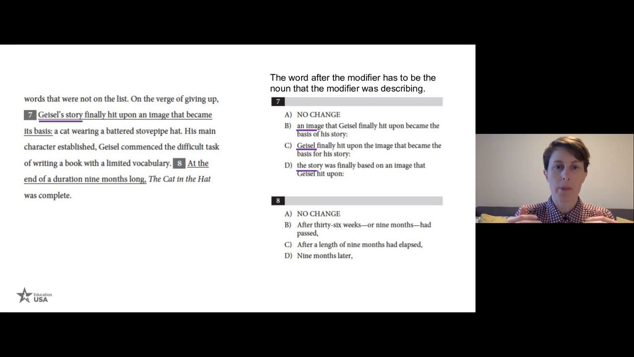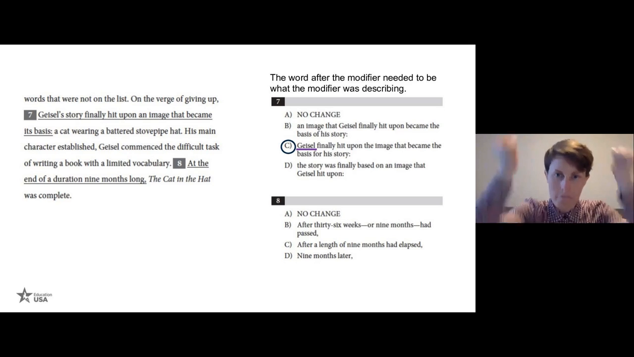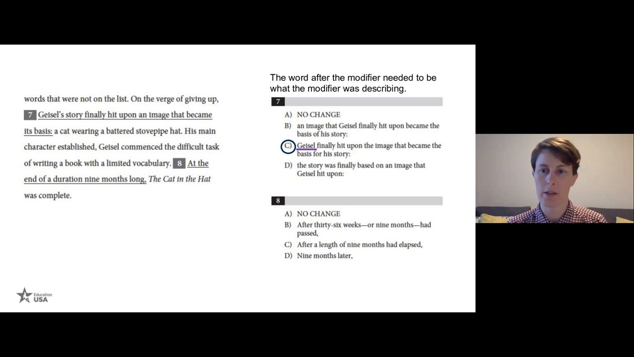So that little piece at the beginning says "on the verge of giving up." And you have to say who or what is on the verge of giving up? Was it a story? Can a story give up? Was it an image? Or is it Geisel? Well, the person, Geisel, he's the one who was on the verge of giving up. I legitimately don't even have to read anymore. All I needed to read was the first word. C is the only one that has Geisel as the first word. Obviously, you read it all back through, but this is the kind of question that you can get in a second just because you go, who was on the verge of giving up? Geisel, that's the answer. Okay.